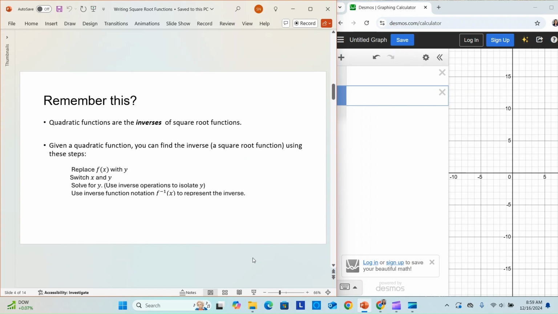I also want you to remember what we talked about in the inverses unit, and that is that quadratic functions are the inverses of square root functions. So if we have a quadratic function, we can find the inverse, which is a square root function, by replacing f of x with y, switching x and y, and then solving for y. Okay, and then we can use function notation to represent our answer.